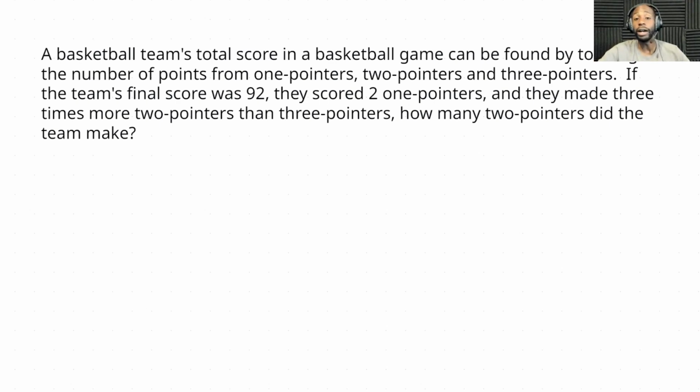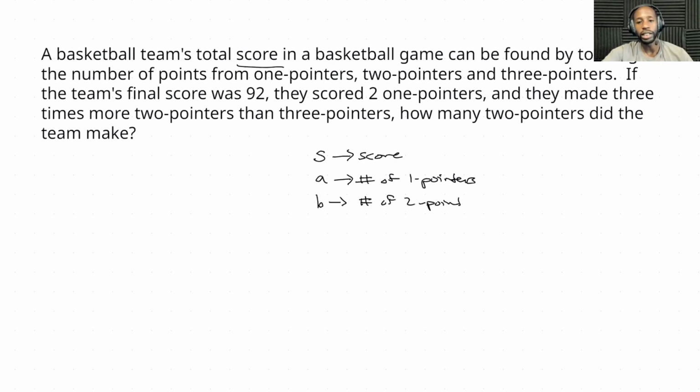First thing we're going to do is understand that we have to convert this word problem into a math problem. We need to convert it specifically into equations. So first of all, we know that there's some total score. S is going to stand for total score. A is going to be the number of 1-pointers. B is going to be the number of 2-pointers. And then finally, C is going to be the number of 3-pointers. Okay. Now, so we got variables for everything.